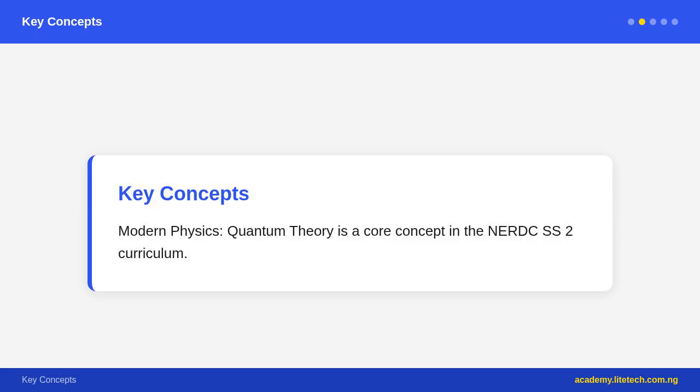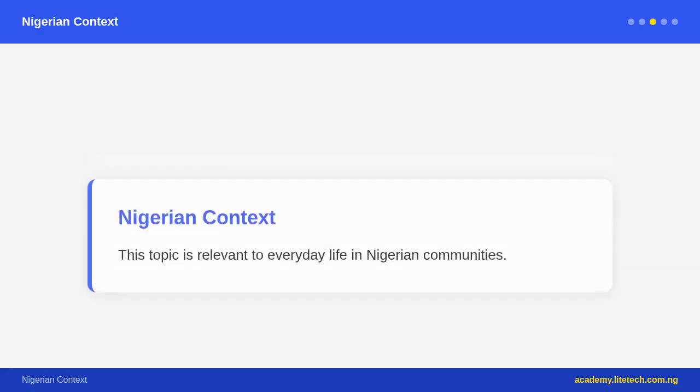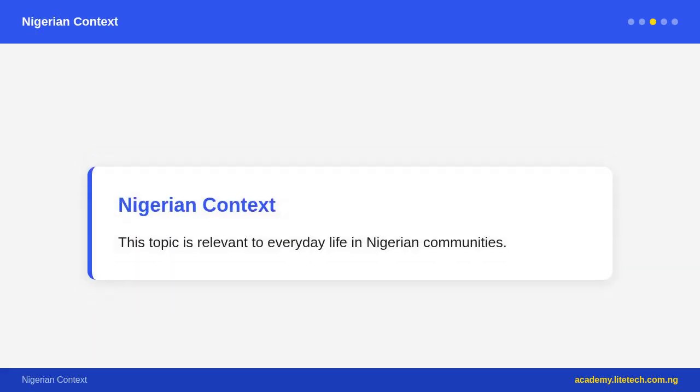Worked example: calculate the wavelength of light emitted when an electron in hydrogen falls from n equals 3 to n equals 2. E3 equals -1.51 electron volts, E2 equals -3.4 electron volts. Energy of photon equals E3 minus E2 equals -1.51 minus (-3.4), equals 1.89 electron volts. Convert to joules: 1.89 times 1.6 times 10^-19 is equal to 3.024 times 10^-19 J.